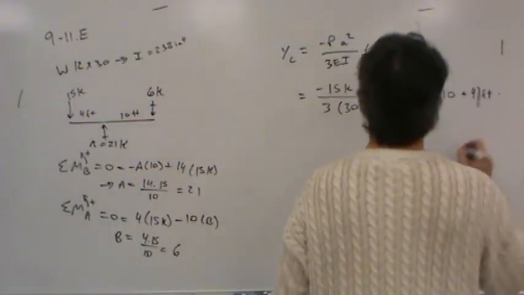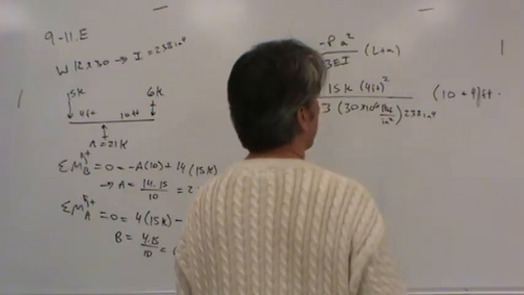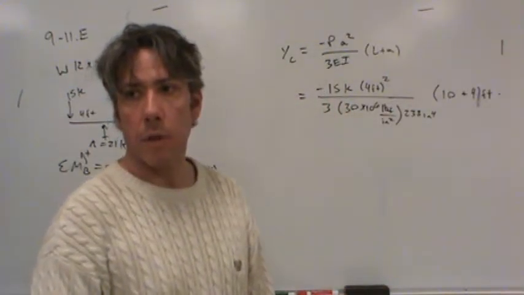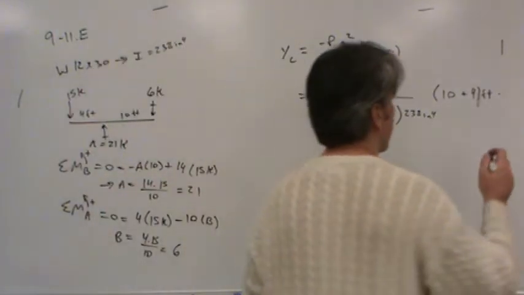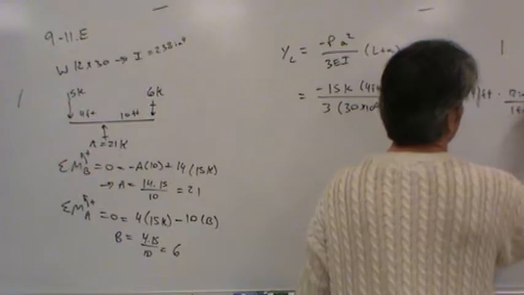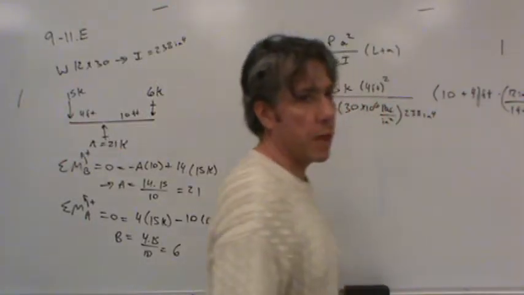So let's see. We've got feet cubed in the numerator. How many cubic inches are there in a cubic foot? I don't know either off the top of my head. Let's do it the easy way. Watch this. 12 inches per 1 foot, quantity cubed, takes care of the problem.